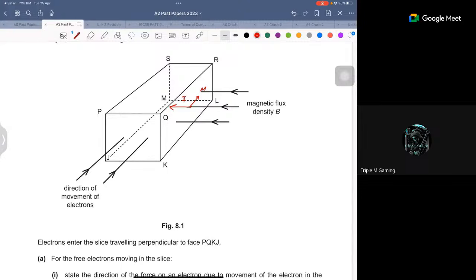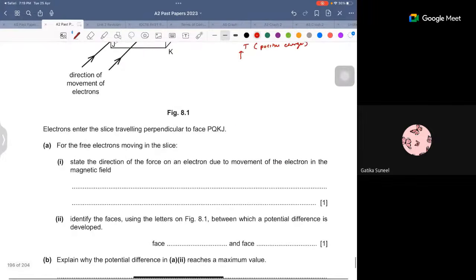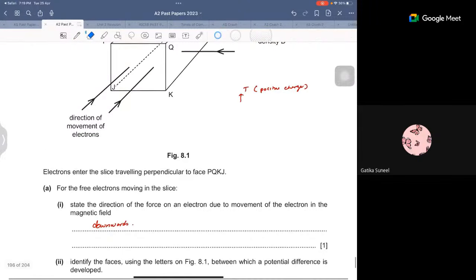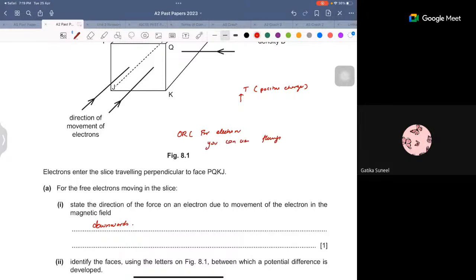Please try. It's something you're learning from your IGs. Upwards. The thumb is upwards, but that's only true for positive charges, which means for electrons it would be opposite. It means you would write it's downwards. Do you guys understand? Or for electrons, you can use Fleming's right hand. So same rules, just right hand. So that would also give you downwards. It's up to you.